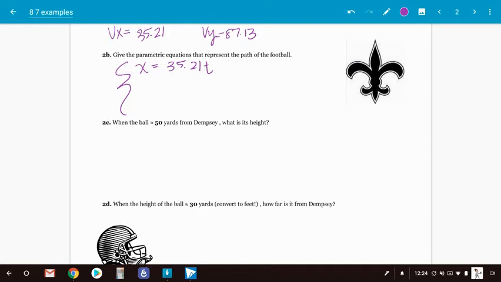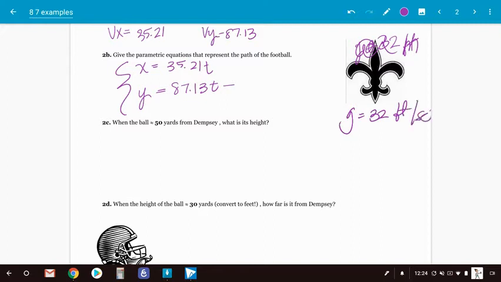Now in the y direction, this is where the gravity is going to take a hold of us. So I have y equals, I'm going to have my initial velocity times t minus, remember gravity in feet was 32, no, that was meters. Meters was 32 feet per second. Meters per second, do I have that right? Do I have them backwards? I think so, yeah. Gravity for feet was 32 feet per second squared.